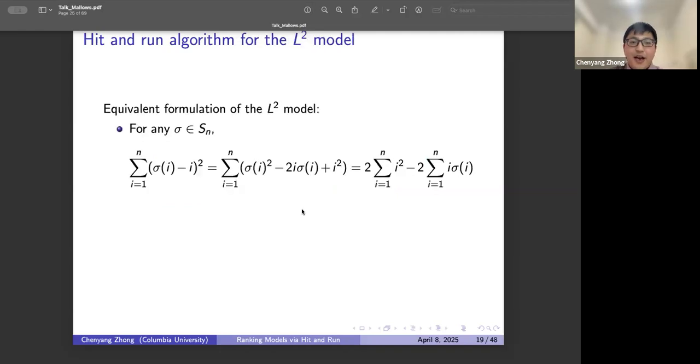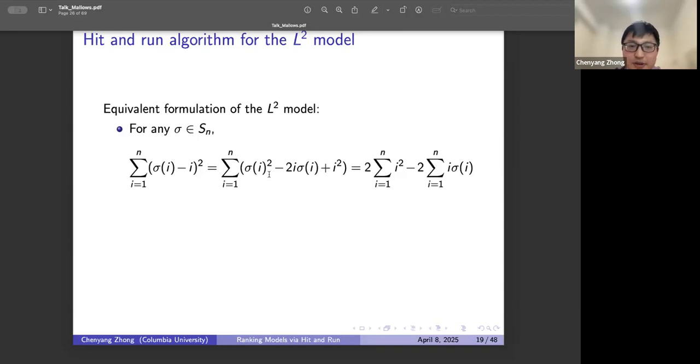Okay, and now I want to talk about how we can specialize this kind of hit and run algorithm to sample from both our Mallows models. I will start from the L2 model, the Mallows model with the L2 distance. So in the Mallows model with the L2 distance, the first thing to notice is that we can rewrite the L2 distance. Recall that the L2 distance between sigma and sigma 0, which for us now is the identity permutation, is in this form. So if we expand the squares, we get this thing.